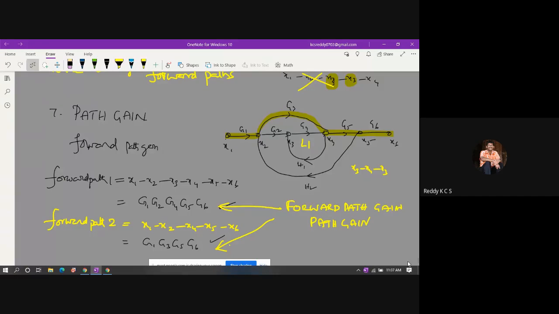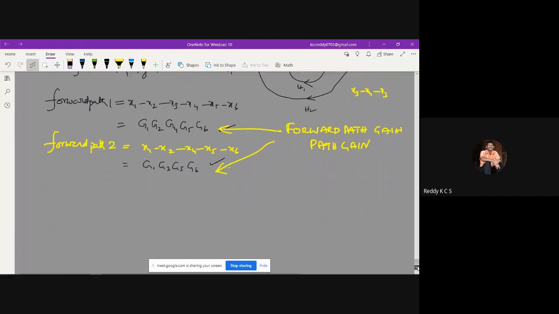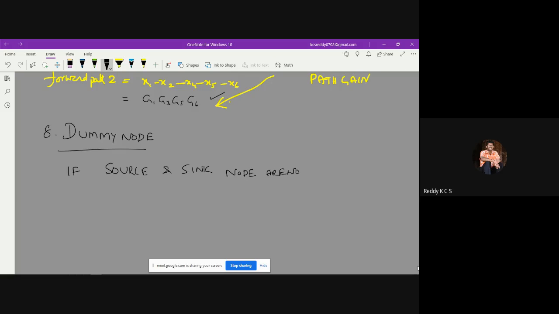Then coming to the next, which is very important. Of course it is not required in the calculations, but it is required to show in the signal flow graph. That is called a dummy node. Dummy node in the sense, if source and sink nodes are not present, then we can add a dummy node.